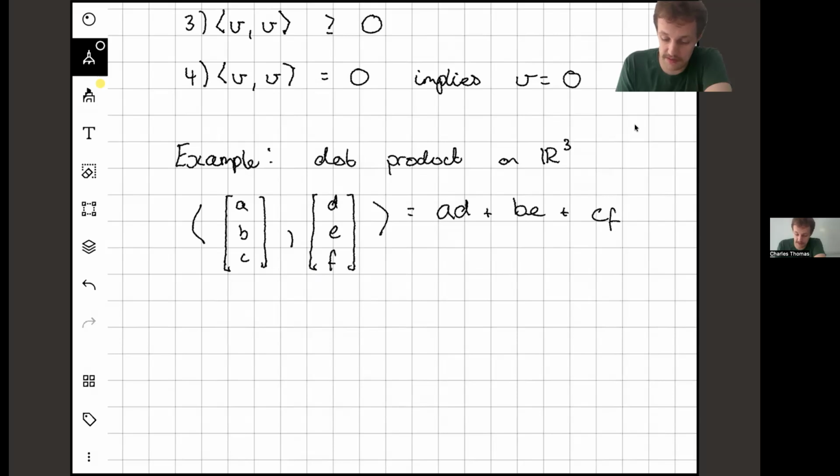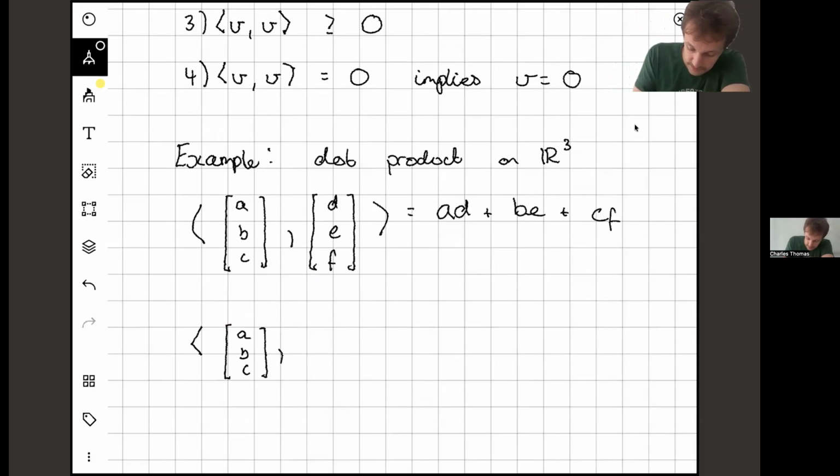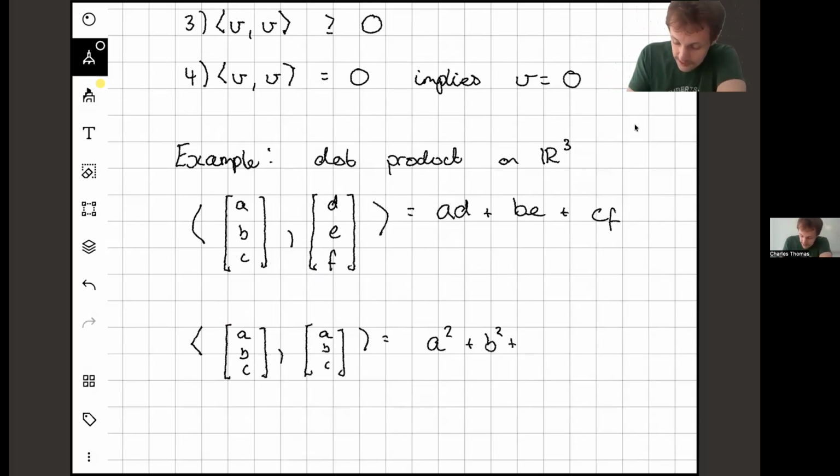We can check all the properties. So let's maybe check a quick one. Let's check that something dotted with itself is always positive. So if I do (A, B, C) dotted with (A, B, C), I get A squared plus B squared plus C squared. And since a square of a real number is always positive, this whole thing is always positive. And you can check the rest yourself as a good exercise.